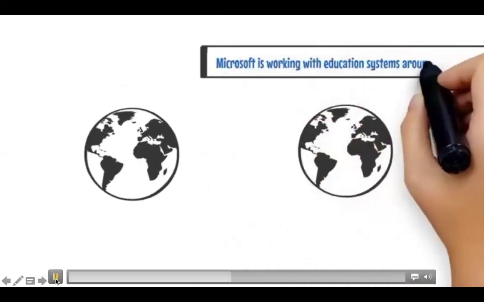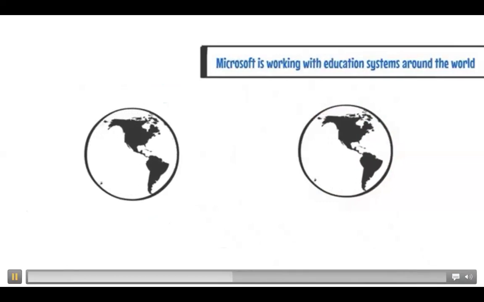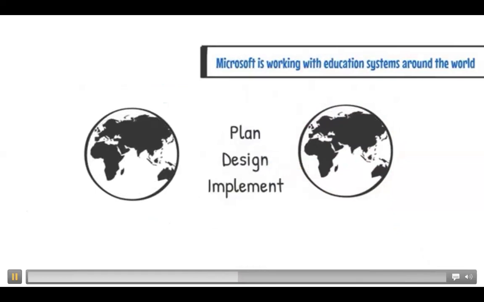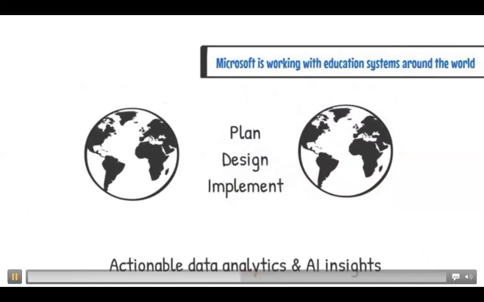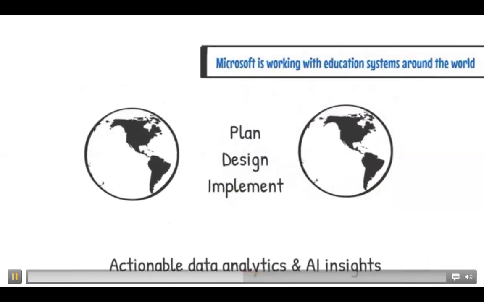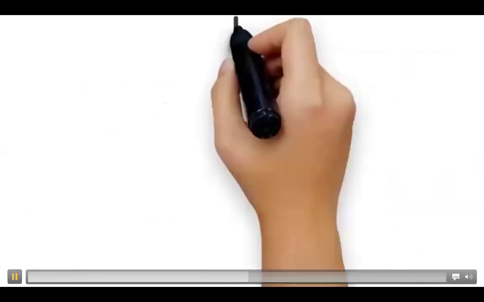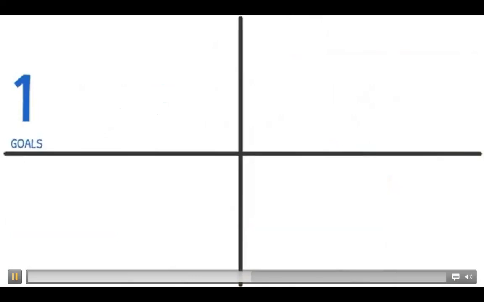These are just an example of how Microsoft and our partners are working with education systems around the world to plan, design, and implement data analytics and AI to gain insights and make them actionable. To begin your data analytics and AI journey, we want to understand your goals, such as improve equity and inclusion, personalize learning, and improve teacher effectiveness.